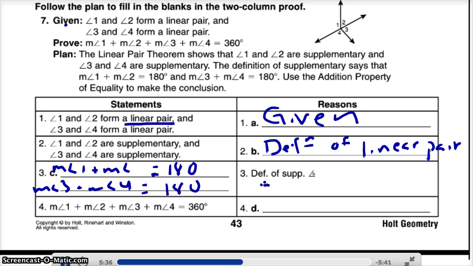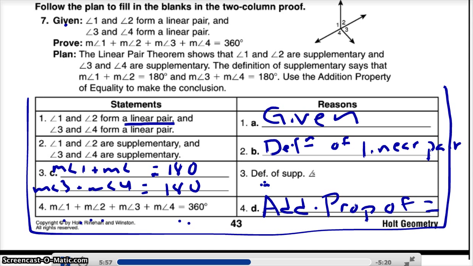And then the last one says the measure of angle 1 plus the measure of angle 2 plus the measure of angle 3 plus the measure of angle 4 equals 360. So that means all they did was add the two pieces together. So since they added, our last reason would be addition property of equality.